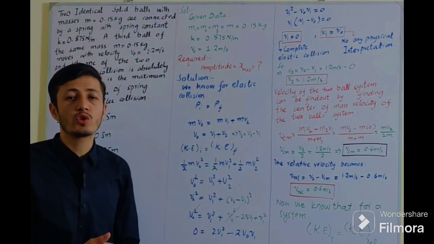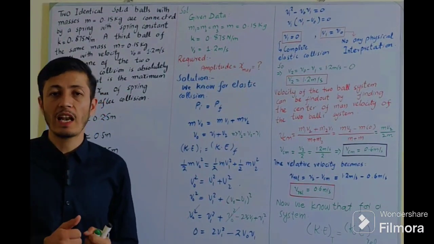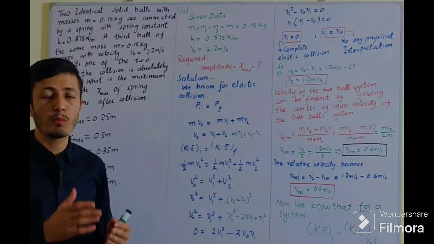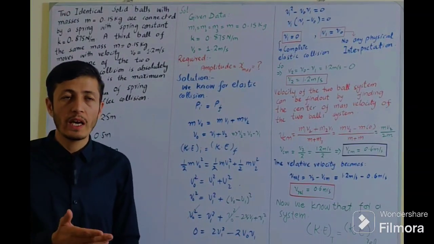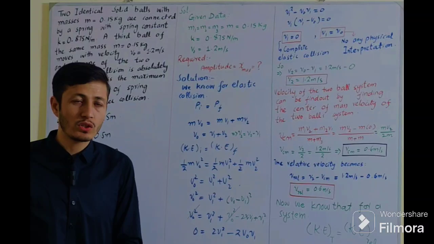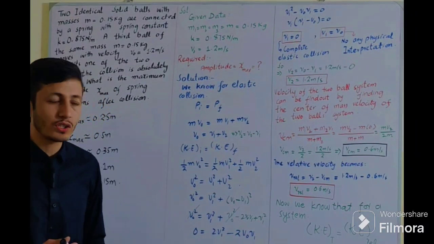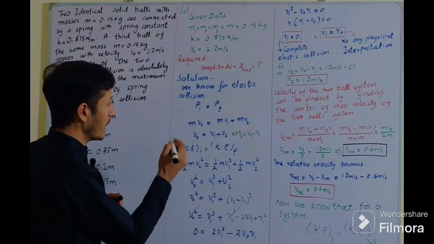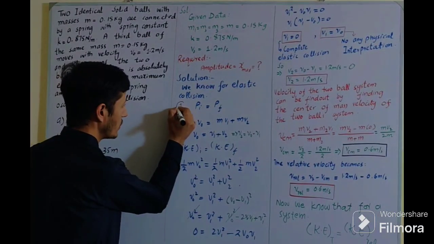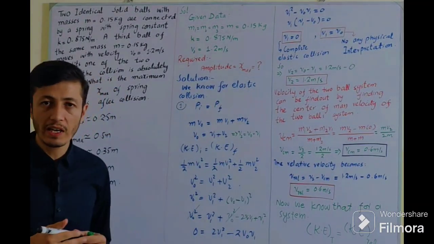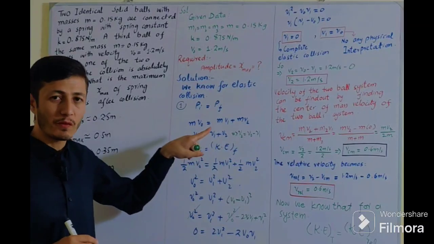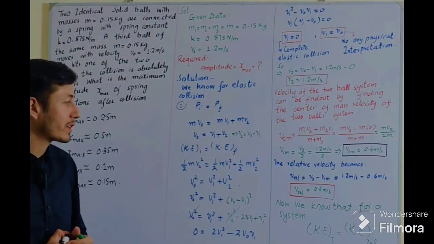Okay, as mentioned in the question, the collision is completely elastic. For elastic collision, the momentum before the collision is equal to the momentum after the collision and the kinetic energy before collision is equal to the kinetic energy after collision. So the first condition for perfectly elastic collision is initial momentum is equal to the final momentum, means momentum before the collision is equal to the momentum after the collision.